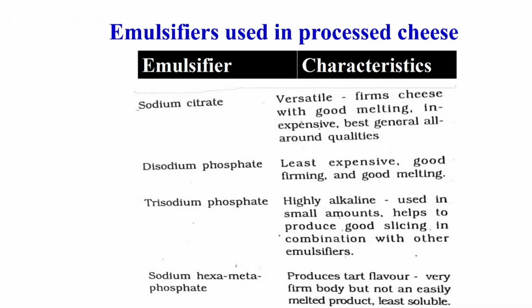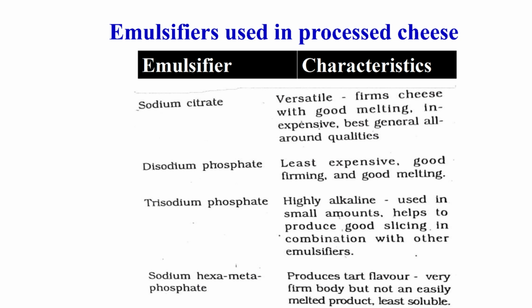Several emulsifiers are commonly used. Sodium citrate is versatile. It firms the cheese with good melting properties, is inexpensive, and has the best general all-around qualities. Disodium phosphate is the least expensive and provides good firming and melting. Trisodium phosphate is highly alkaline and is used in small amounts. It helps produce good slicing when combined with other emulsifiers.